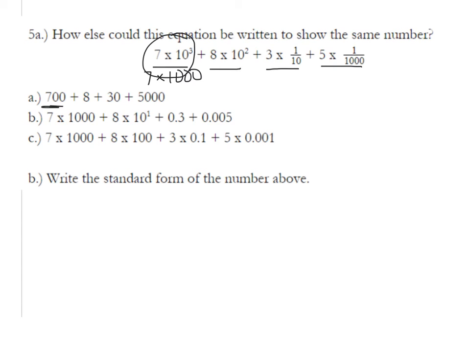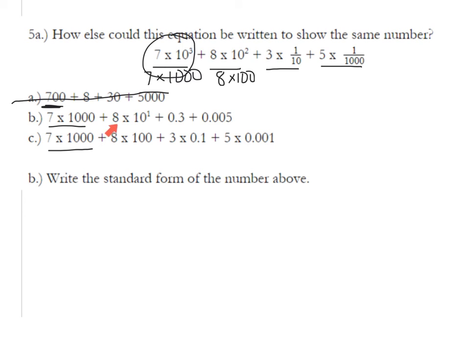Well, I see right off the bat, it says 700, and I know that's not correct. So I'm going to cross off A. But the next two seem to work. B says 7 times 1,000. And C says 7 times 1,000, so that would work. So let's look at the next grouping that we have. We have 8 times 10 to the second power. Well, I know 8 times 10 to the second power is the same thing as saying 8 times 100. So let's see if that works.